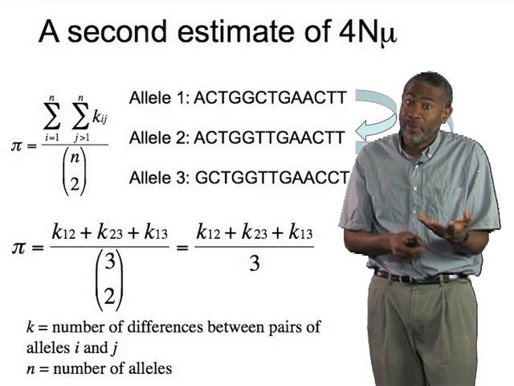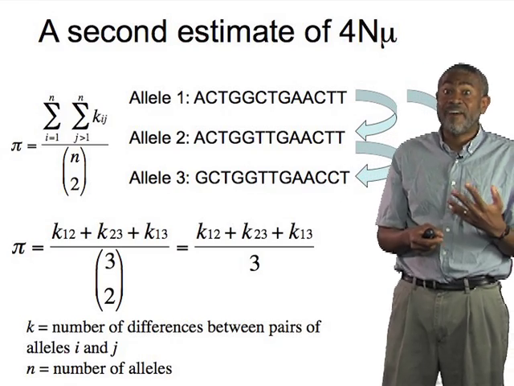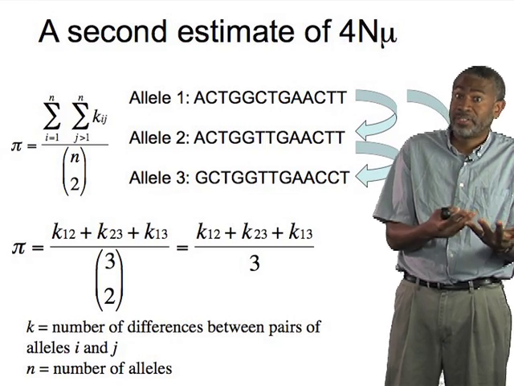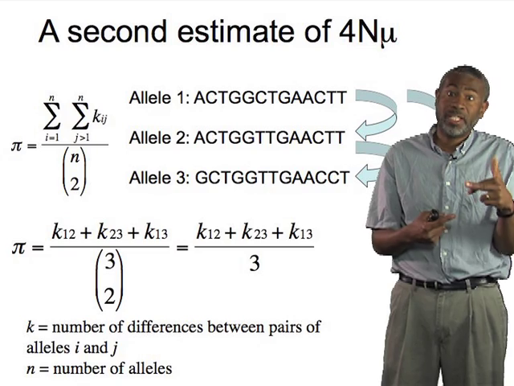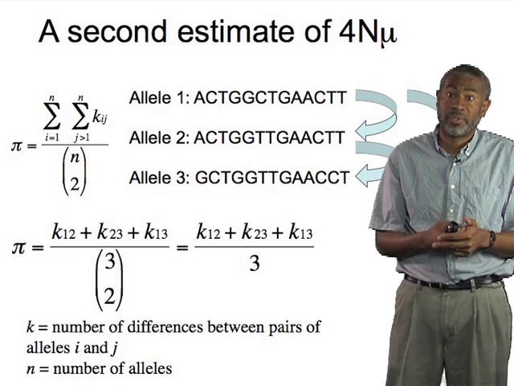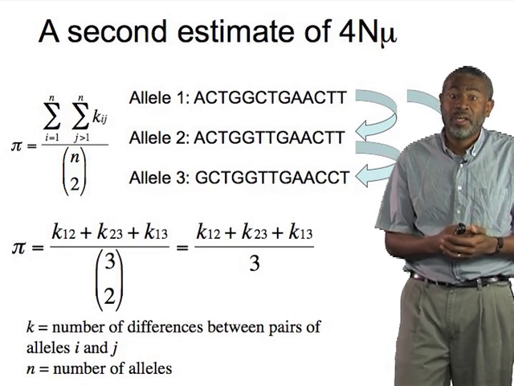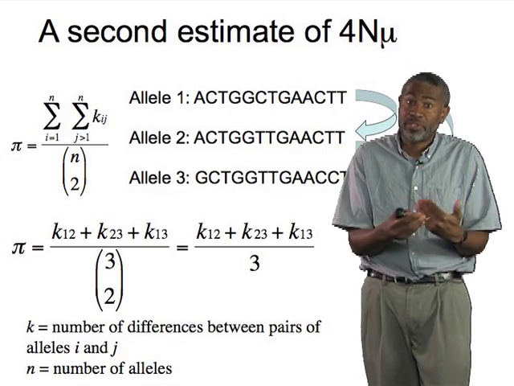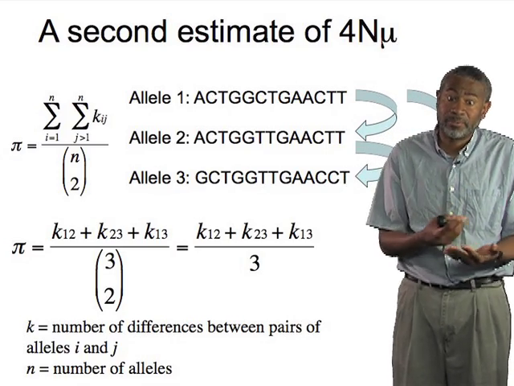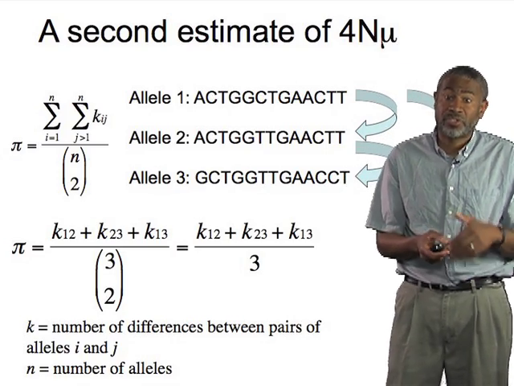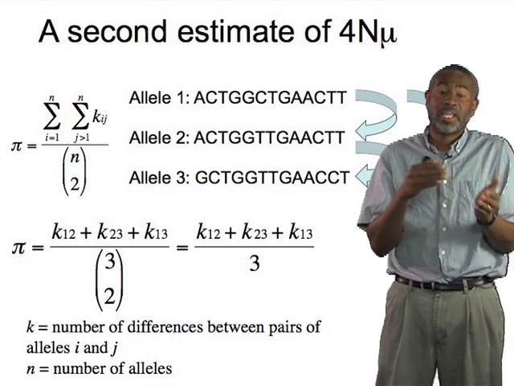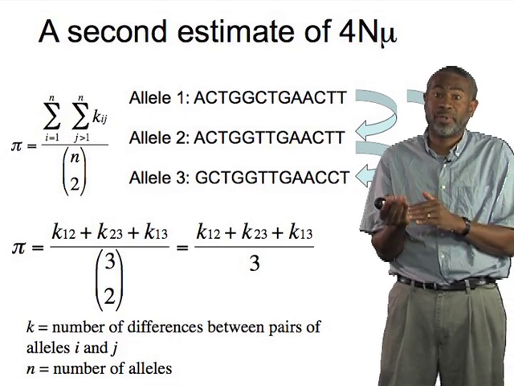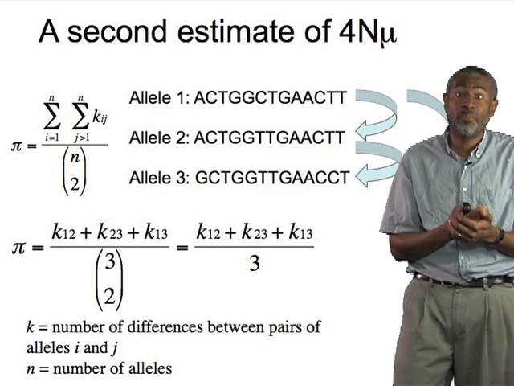Now, again, if we sample 3 alleles, we have 3 different pairs of alleles. We have 1 versus 2, 1 versus 3, and 2 versus 3. So 3 different pairs. We can count the number of differences between each of those 3 pairs. And those number of differences are indicated by the k's, right? K sub 1,2, K sub 2,3, K sub 1,3. That's what's in the numerator.